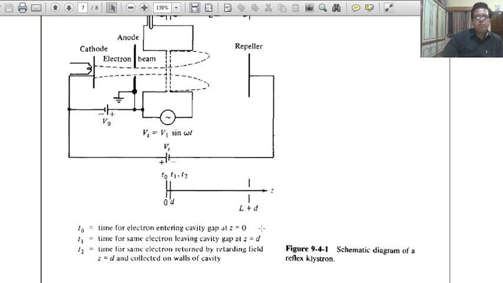t0 is the time for an electron entering the cavity gap at z equal to 0. t1 is the time for the same electron leaving the cavity gap at z equal to d, and t2 is the time for the same electron returned by the retarding field at z equal to d and collected on the walls of the cavity.